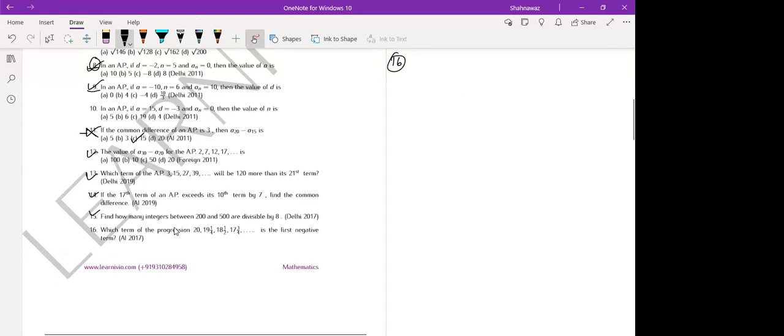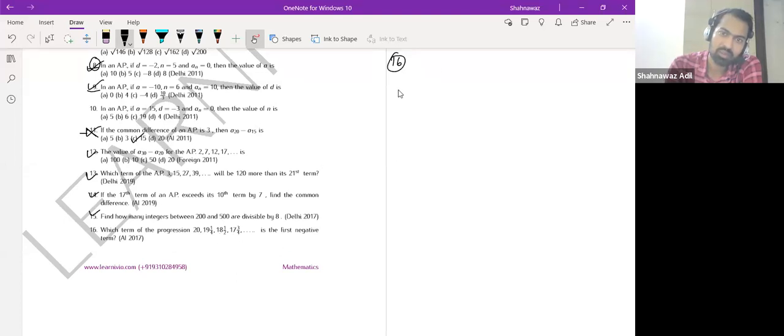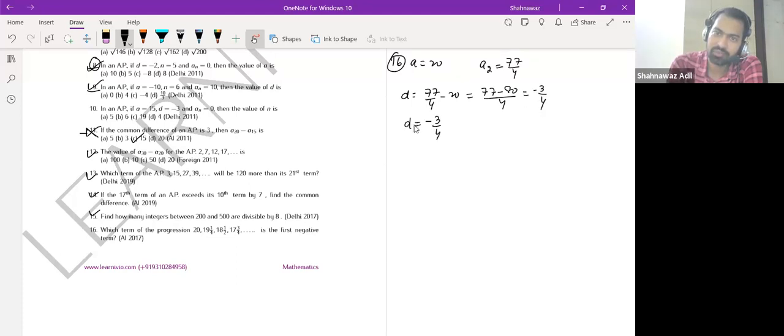So which term of the progression is the first negative term? What we do is we have A, which is 20, and A2, which is 77 by 4. So D is 77 by 4 minus 20, which is 77 minus 80 by 4, which is minus 3 by 4. So we see that D is negative, right? This is D and this is A. And we have to find which term of the progression is the first negative term.